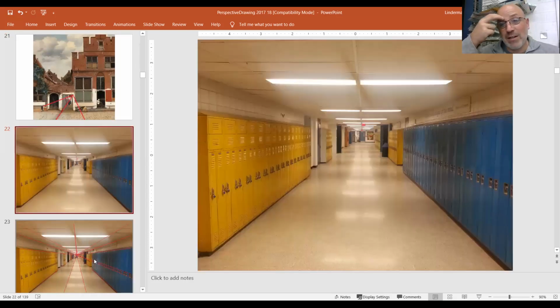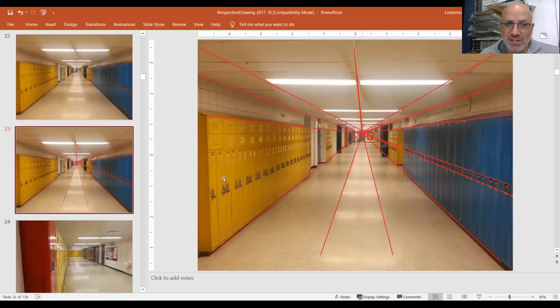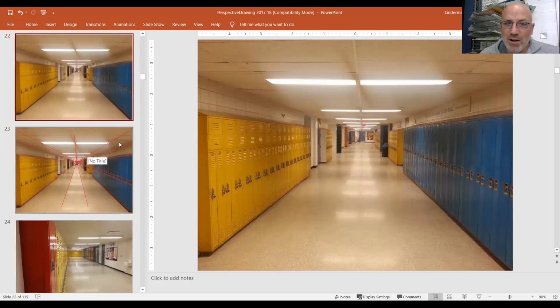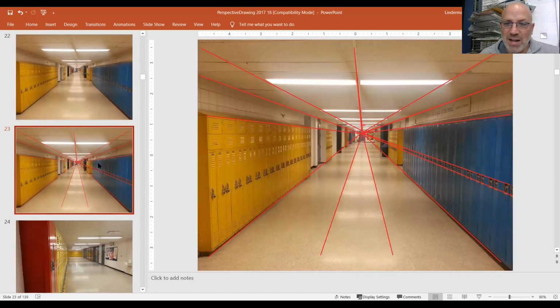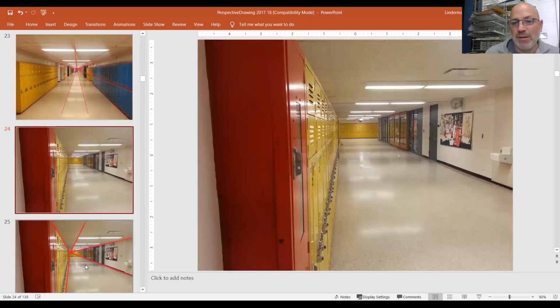Let's take a look at the hallway just outside my door. This is my camera that I used, and I held my camera in different places. At one point, I got right in the middle of the hallway, and I'm about 6 feet tall. And I thought, well, where's that vanishing point? Well, it's right down the middle of the hallway, about 6 feet up, on that blue door down there, right in the middle. All of the lines in the ceiling, the lockers, the locks, the floor, all going to that point.